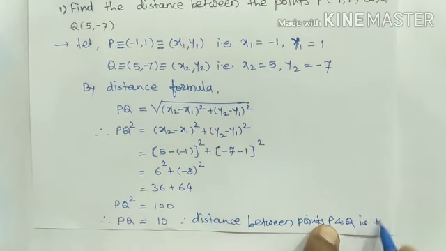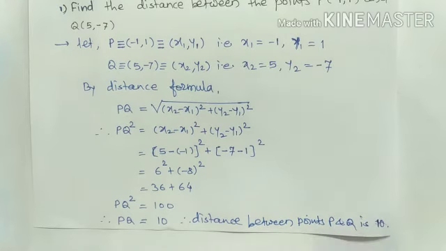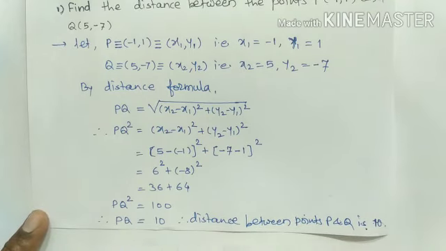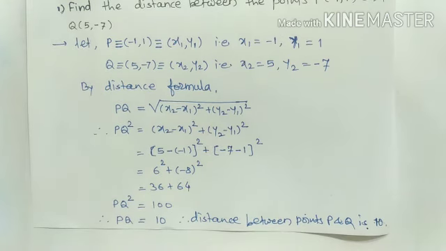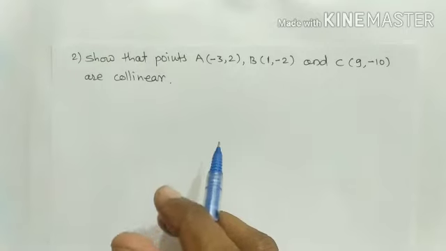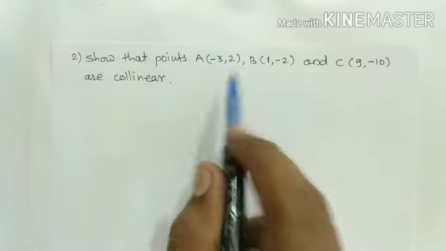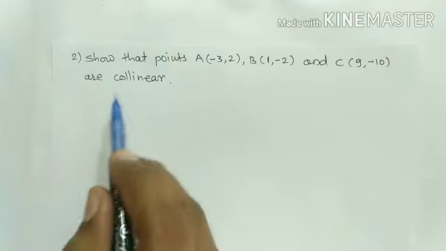is 10. Now while taking the square root, both positive and negative values come, that is plus or minus 10 should come here. But this value is the distance we are finding, that is, the distance between two points, and distance is never negative. Distance is never negative, so while taking the square root here we have taken only the positive. In this way we find the distance between any two points by using the distance formula. Now the second example is: show that the points A, B and C are collinear.